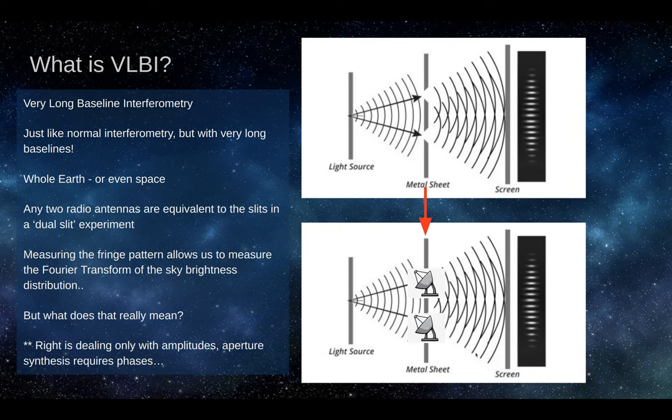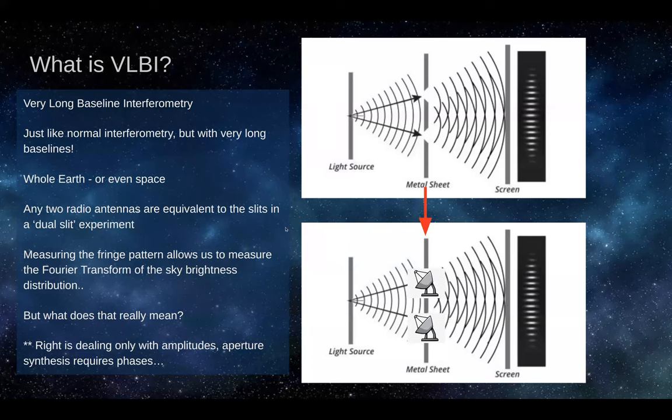So for people who know what I'm talking about here, what we're actually doing is measuring the Fourier transform of the sky brightness distribution. But what does that actually mean? Well, we'll get back to that. And I should put a little proviso here. The picture that I have on the right is dealing only really with visibility amplitudes or fringe amplitudes. So you actually need the phases to do this in much more detail.